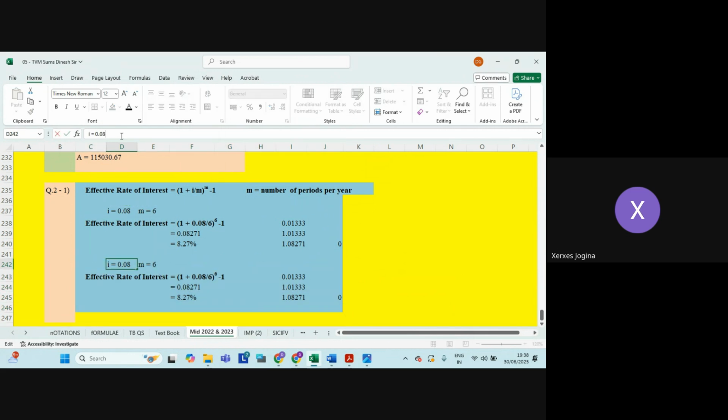And sir, after 1.01333, what is the next step? Raise to 6. It's a raise to 6. Okay, sir. You have got this, 1.08. Yes, yes. Then minus 1. So you will get this. And then multiply by 100. So you will get this final answer.